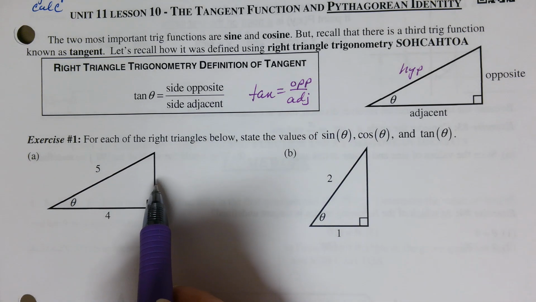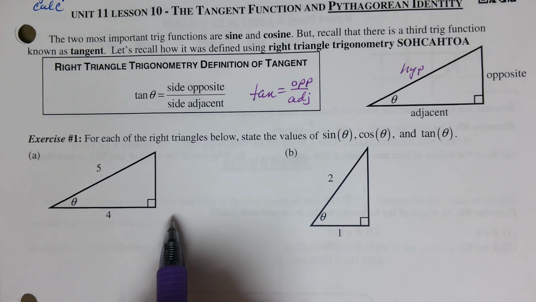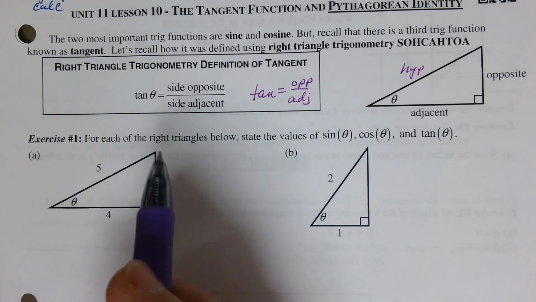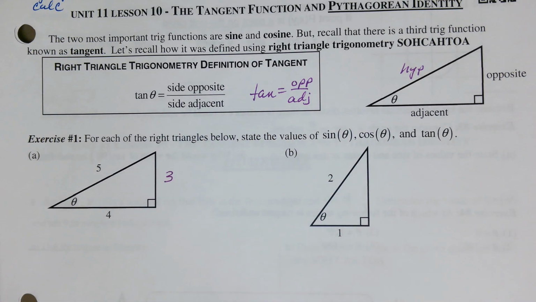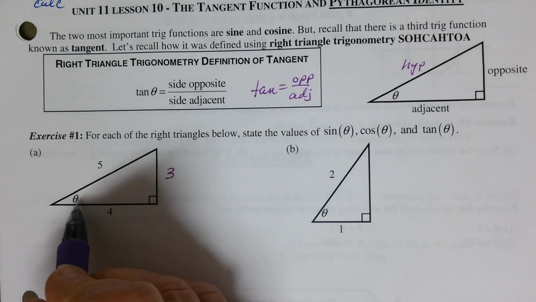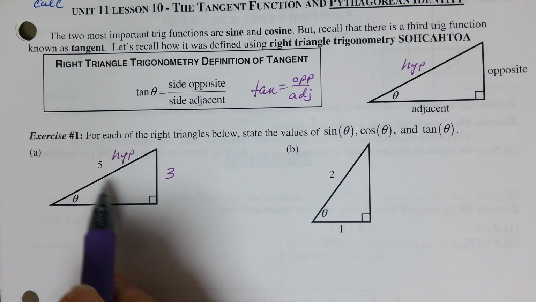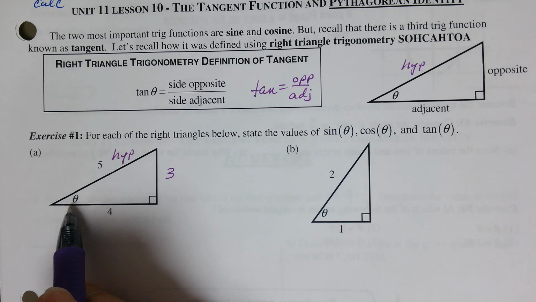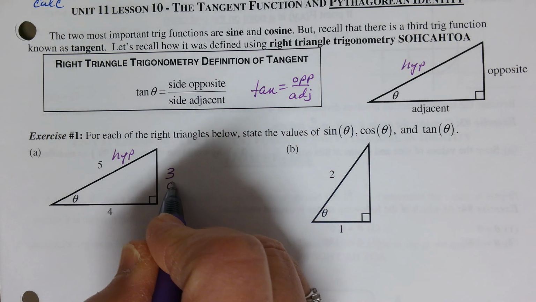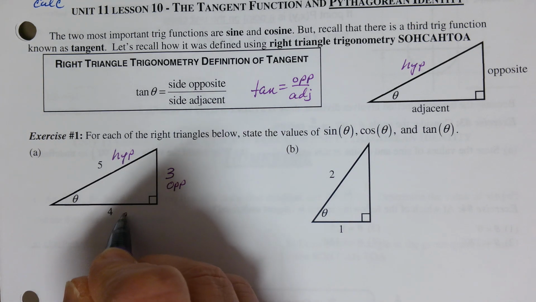We could use the Pythagorean theorem to find the other leg here, or this is one of our Pythagorean triples. This is a 3, 4, 5. So this leg here is 3. In relation to theta, first, the hypotenuse is 5. That's always opposite the right angle. And in relation to angle theta, 3 is opposite, and 4 is the adjacent side.